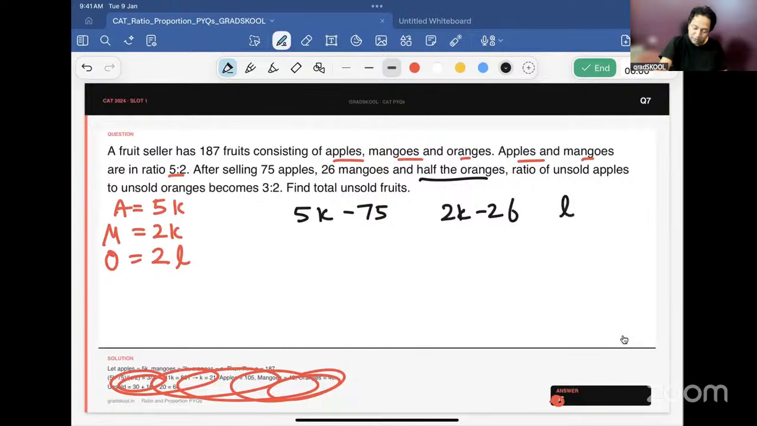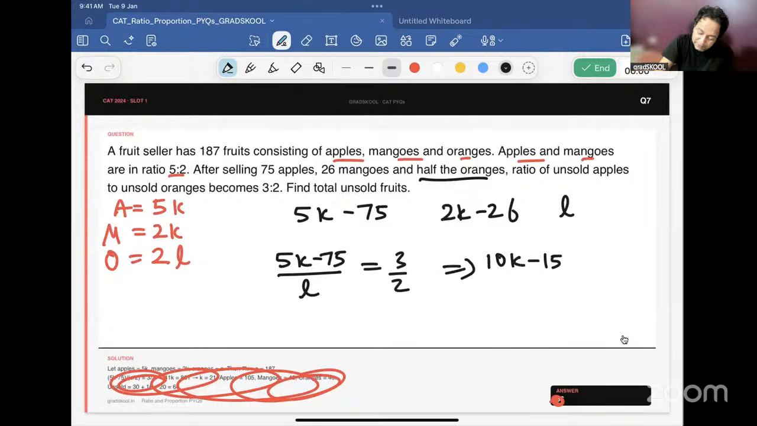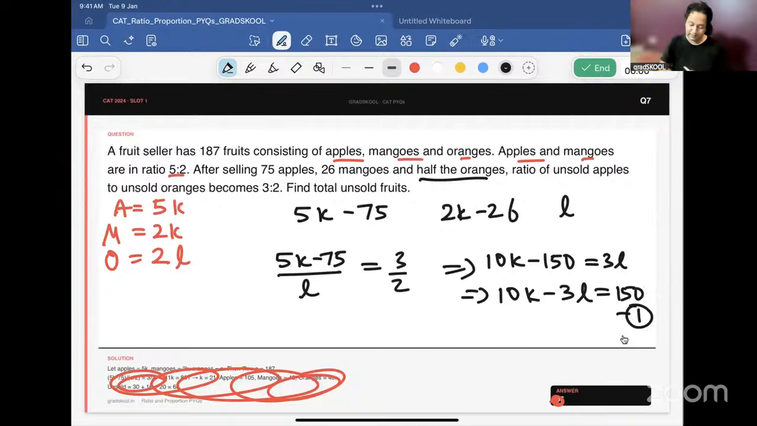Ratio of unsold apples to unsold oranges. That means (5K minus 75) upon L becomes 3/2. Okay, so now I'll be able to find a relationship between K and L. Let's solve this. So I'll get 10K minus 150 is equal to 3L, which gives me 10K minus 3L is equal to 150. Let this be equation number 1.